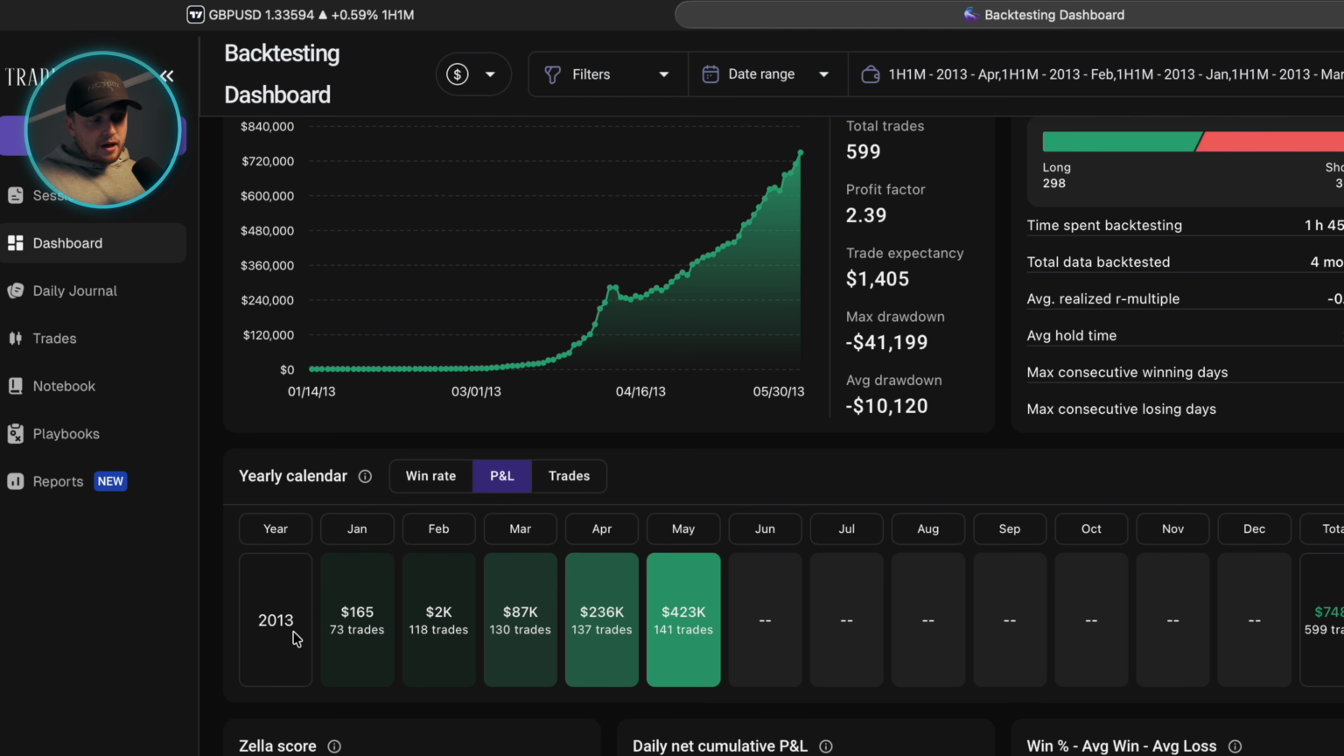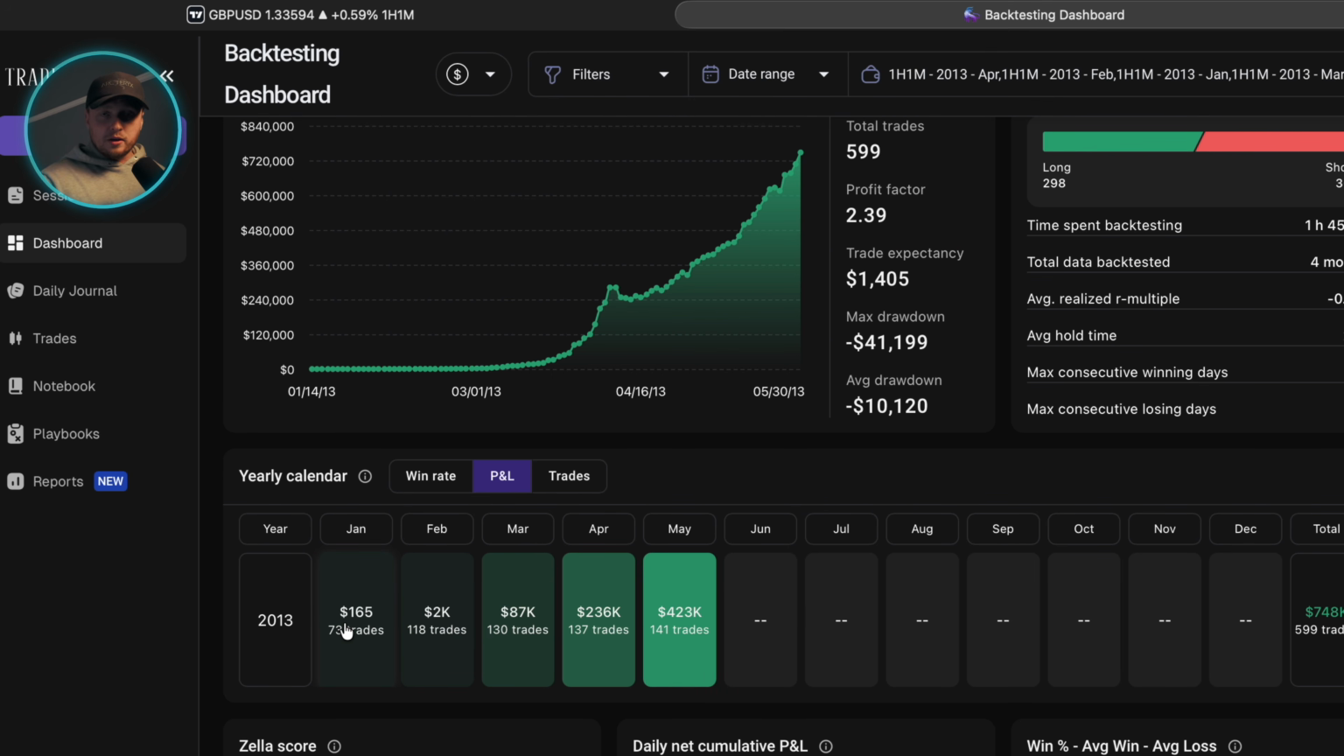So if we look at the breakdown month by month, we started in January with $100. We were risking 5% per trade. I have brought that down to 1% now.